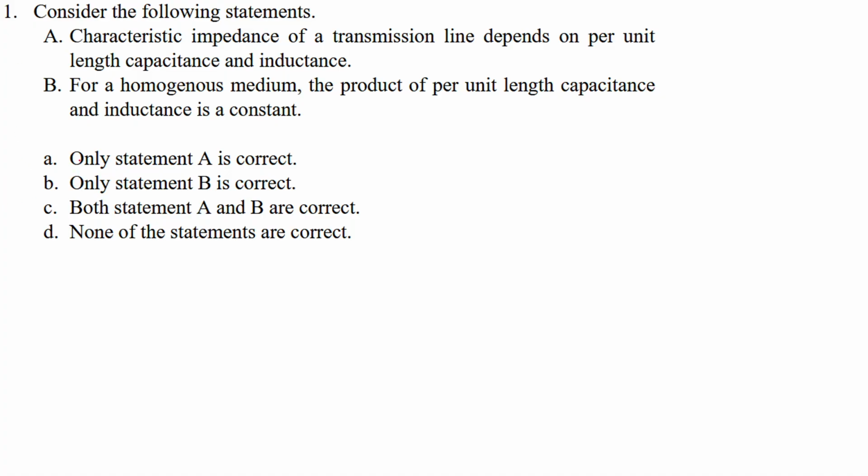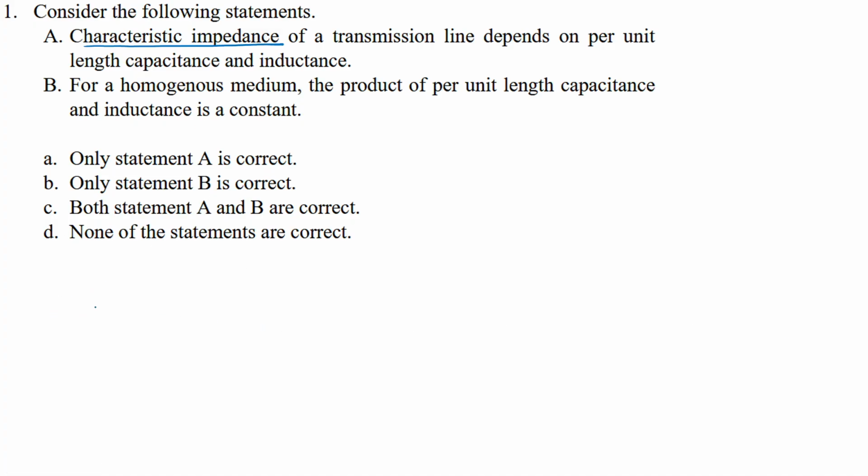Now the problem has four options and is asking which of these two statements are correct. Option A says only A is correct, option B says only statement B is correct, option C says that both statements A and B are correct, and option D says none of the statements are correct. So in this problem, the question is about characteristic impedance. You take your time, go through the statements, and then you can type the answer.